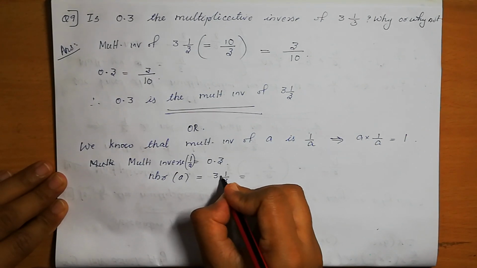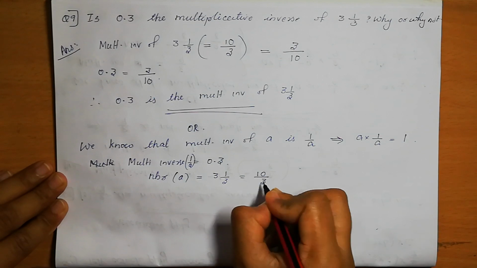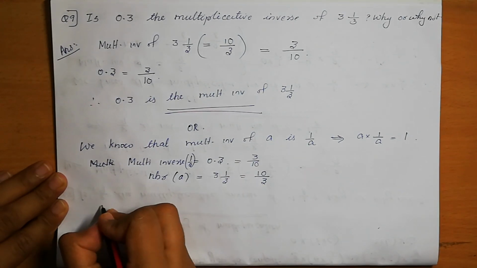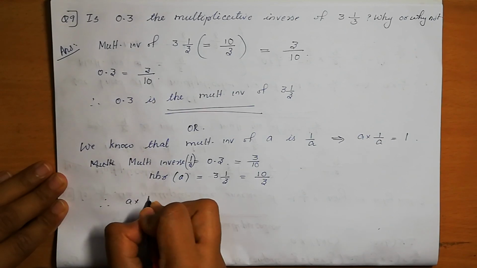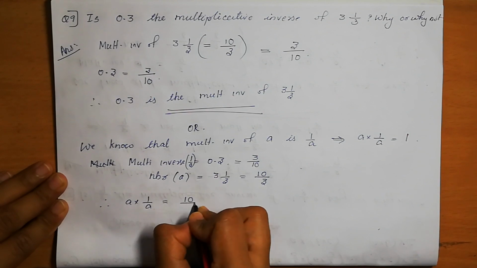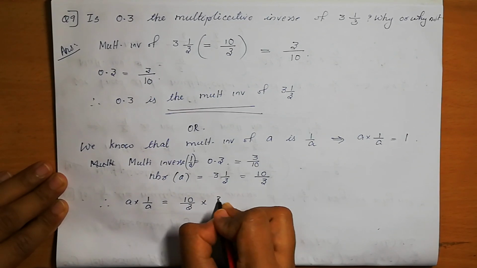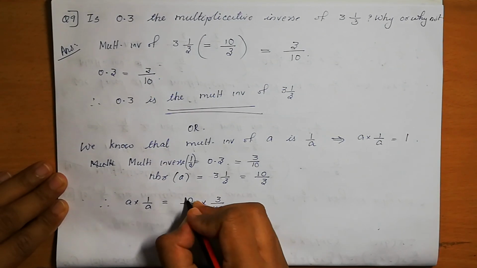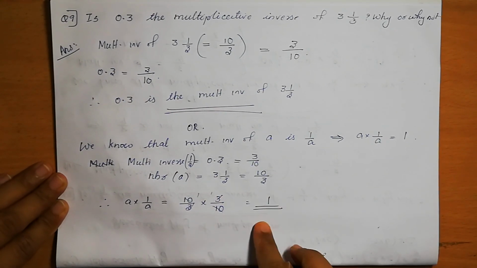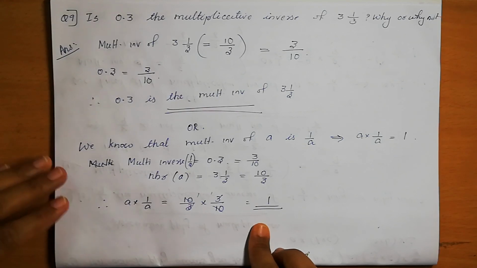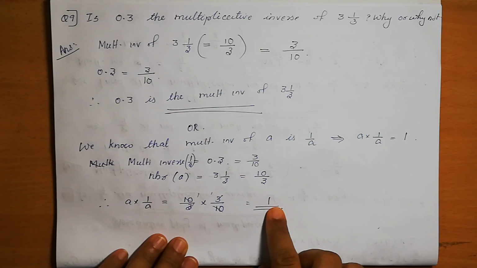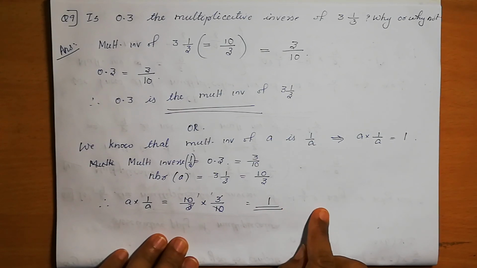That means 3 into 3 is 9, 9 plus 1 is 10, 10 by 3. Therefore a into 1 by a: a is 10 by 3, 1 by a is 3 by 10. 10, 10 cancel. 3, 3 cancel. So what is there? Only 1. So a into 1 by a equal to 1. So from here it is clear, we get a positive 1 when multiplying a number with its reciprocal, correct.